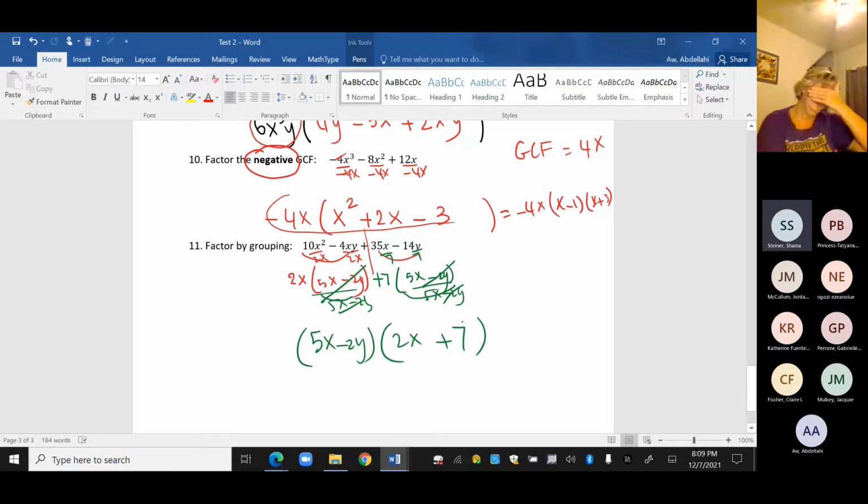So why is it just 7 and not like 7x or something? Because the x is not in the other one, 14y, and the y is not in it. Exactly. Gotcha. Okay. All right, that was test 1, test 2.